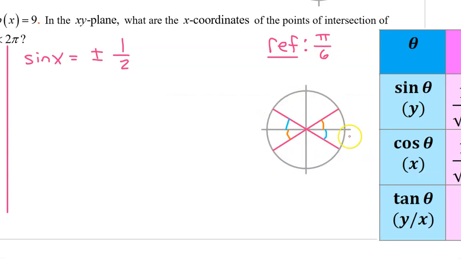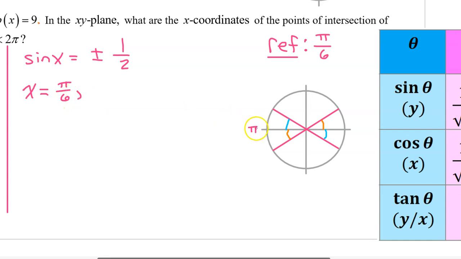Between 0 and 2 pi, there are 4 angles with a reference angle of pi over 6. There's one in every quadrant. These angles are special because the sine of any of these angles will give us some kind of a 1/2. It's just that 2 of them will give us positive 1/2 and 2 of them will give us negative 1/2. In this case, we are looking for the values of x that will cause sine to be positive or negative 1/2. So all 4 of these angles are solutions. In the first quadrant, the angle with a reference angle of pi over 6 is pi over 6 itself.